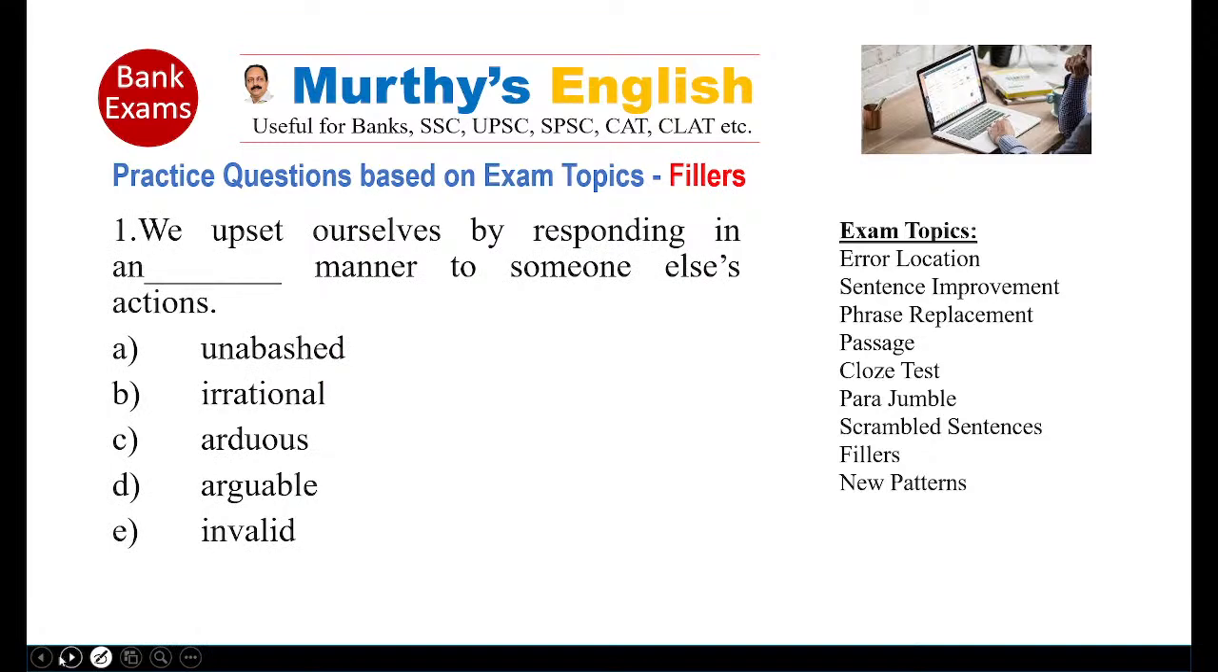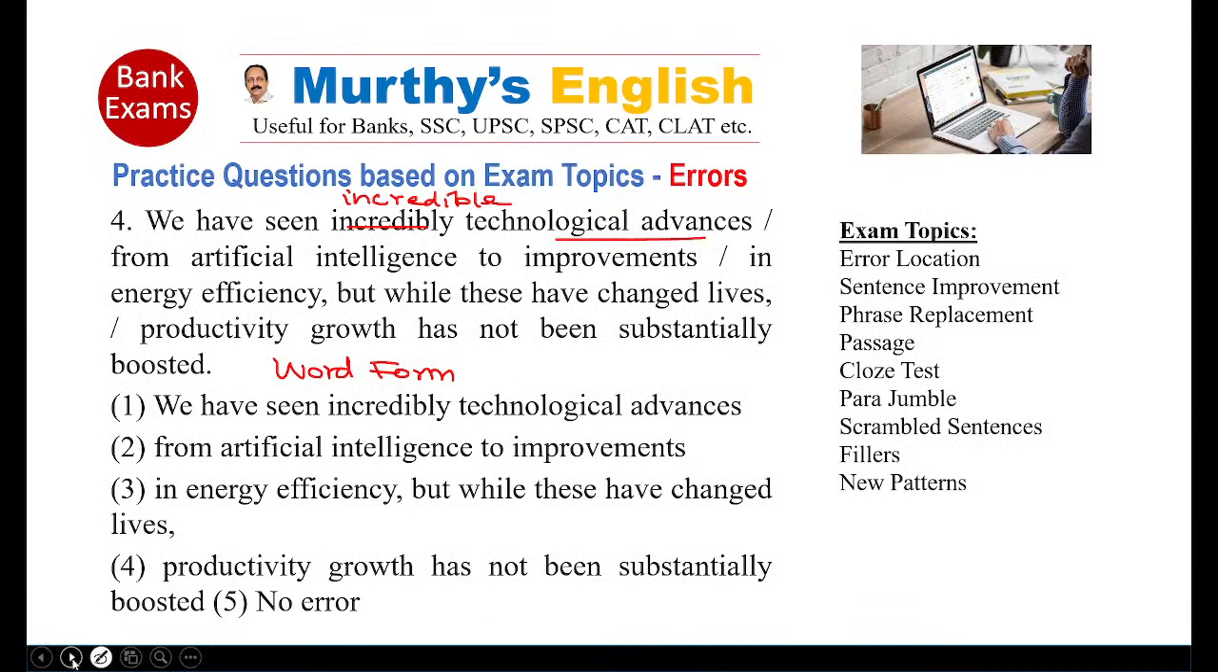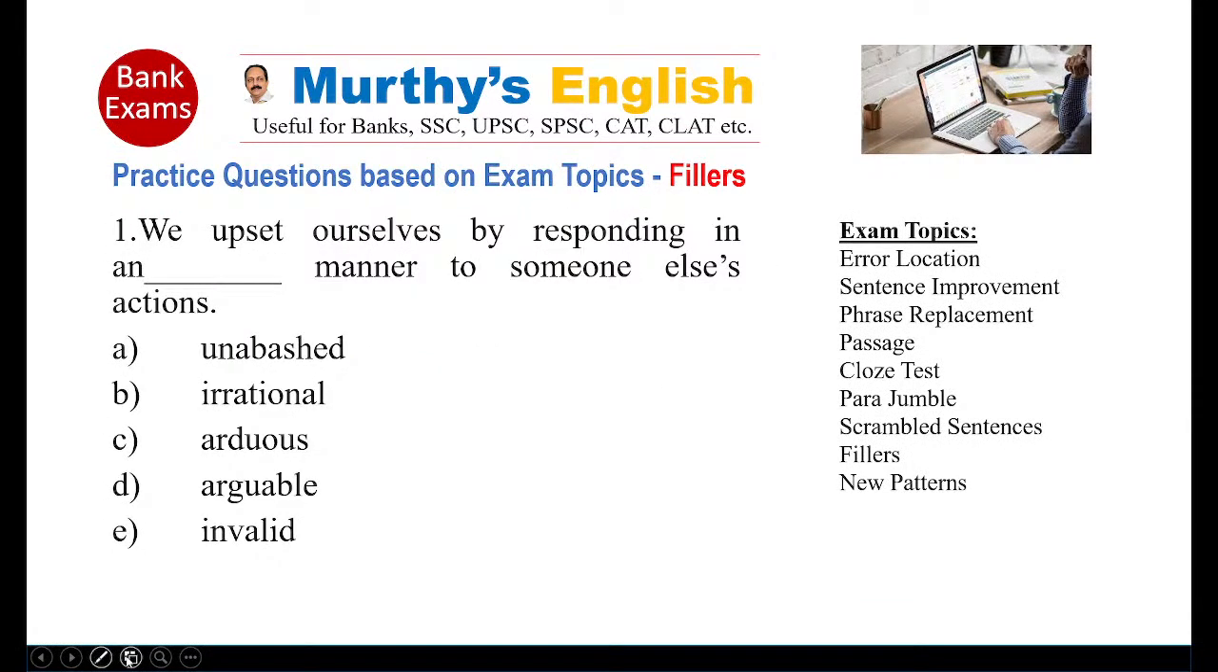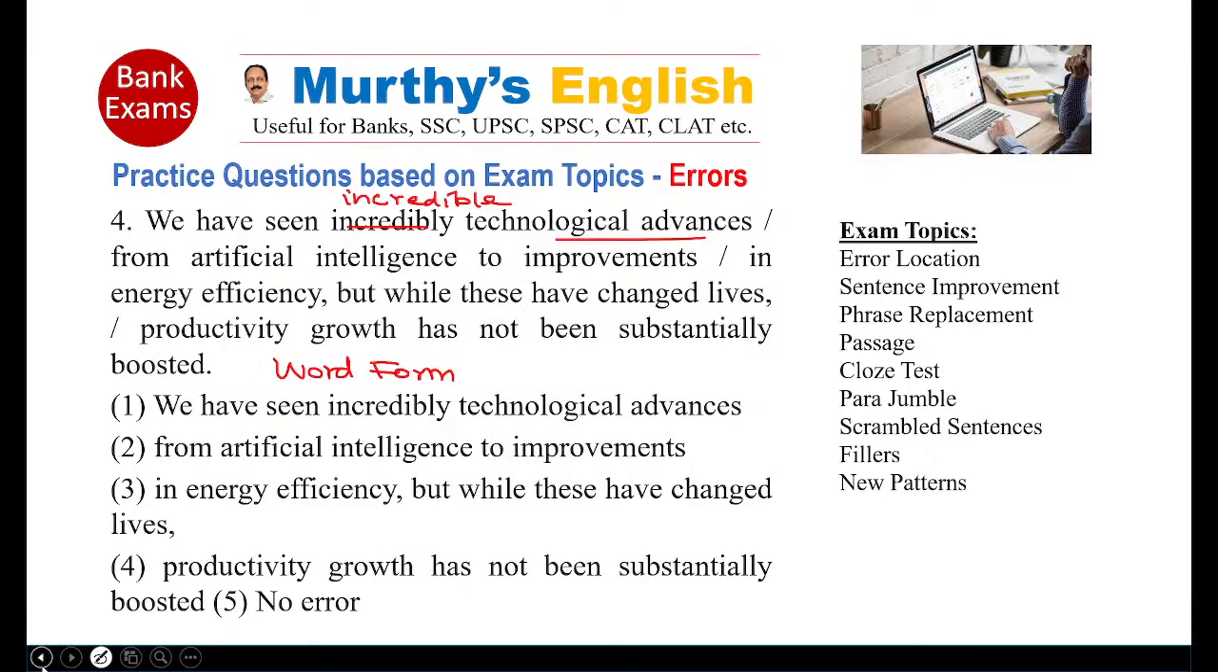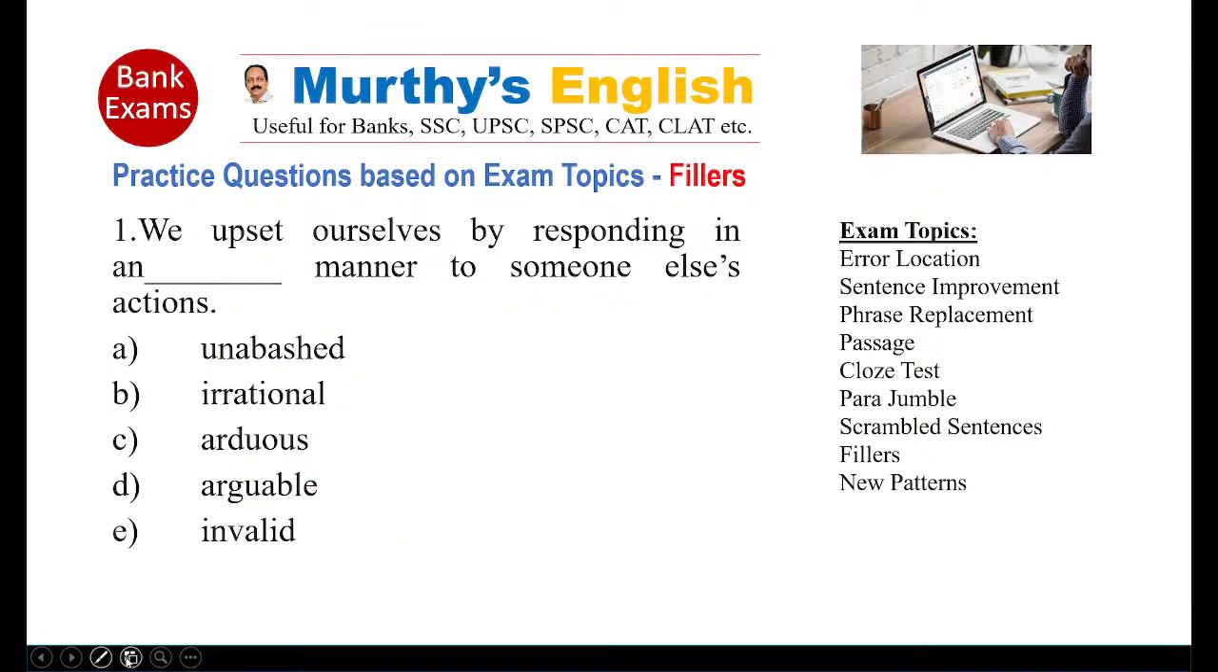Who has got all the five questions, four questions correct? Error location. Now we have fillers, short sentences, but you got to be a little careful. You got to read meticulously. That's right. No, here we cannot use an adverb. It has to be an adjective. Incredible technological advances, one unit, and the word before that, incredible, adjective. Have I brought five questions or four questions? Four questions. All the four correct.